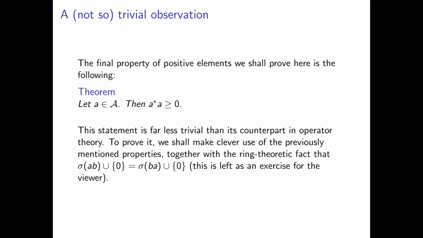First off, we need all these previous statements in this lecture. And then we also need this particular ring theoretic fact that the spectrum of A times B and the spectrum of B times A are basically the same thing. They can differ at 0. So one of them can contain 0 and the other one may not. But if we take the spectrum of A times B and add the 0, then that is the same as the spectrum of B times A with an added 0. And this is left as an exercise for the viewer.